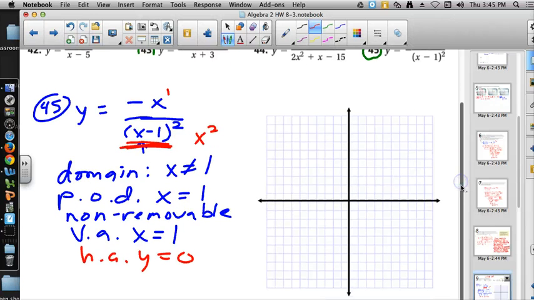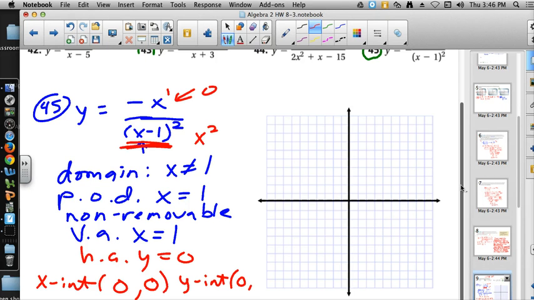Next up would be finding our x and y intercepts. So the x-intercept is found by finding a number that would make our numerator 0, because it has to be on the top, remember, we can't have zeros in the denominator. And that would be a 0. If we put a 0 in here, 0 is non-negative, so our x-intercept is 0, 0. And then our y-intercept is when we put a 0 into this, so our y-intercept is going to be 0, 0.